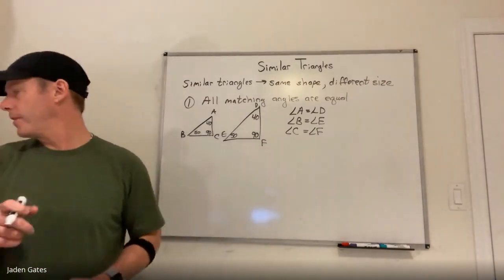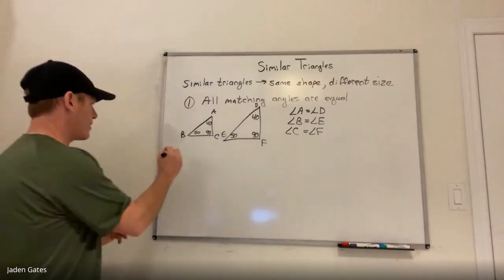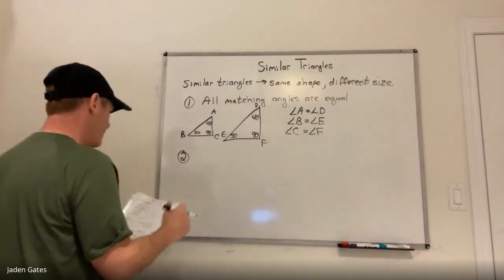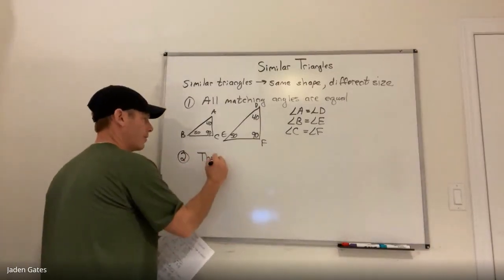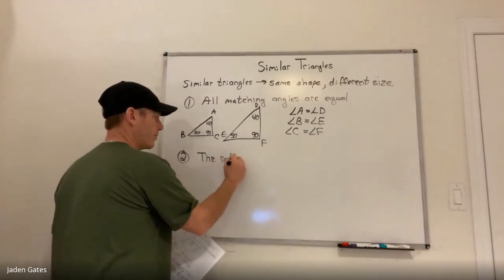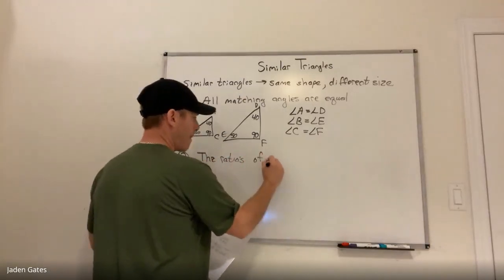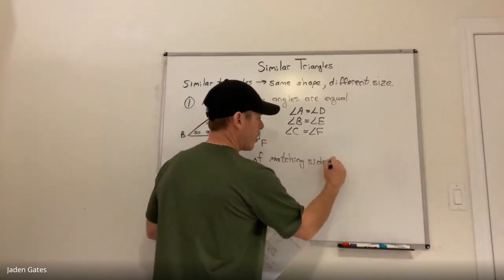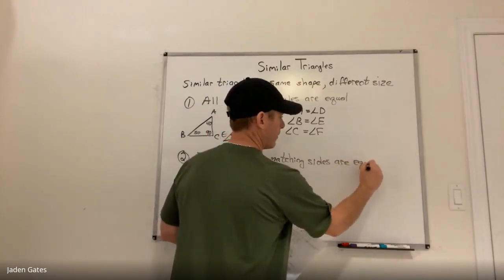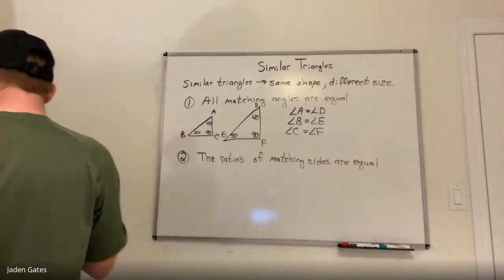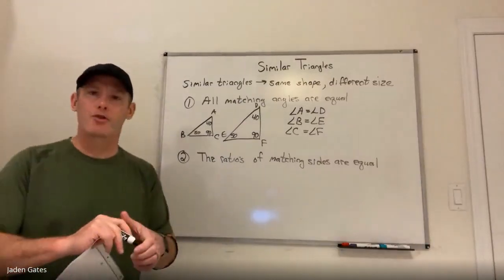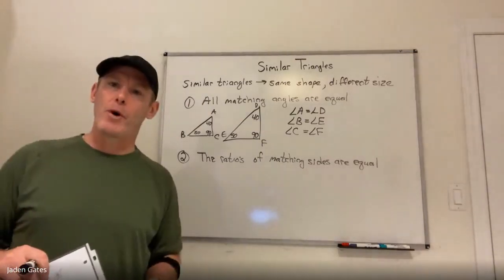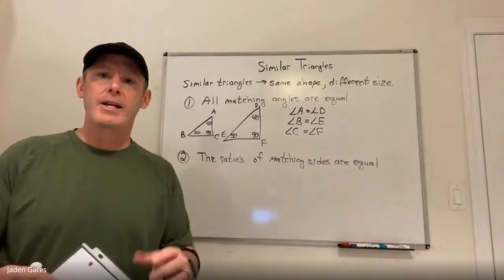Now the other two, and this is going to be huge for us, is the second thing, because I said three things are true about similar triangles: the ratios of matching sides are equal. All right, now ratios, and this is something that's going to come up in this trigonometry unit, a ratio can be written a couple of ways. It can be written as a ratio and as a fraction.